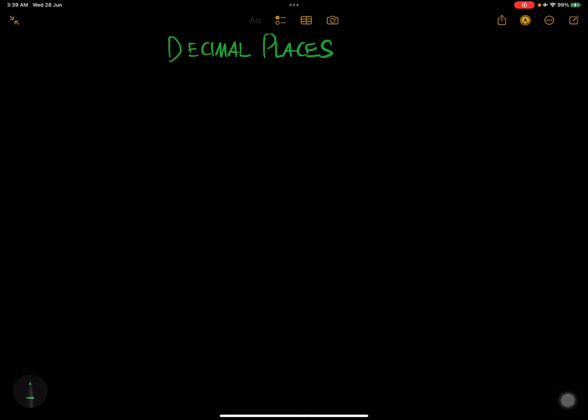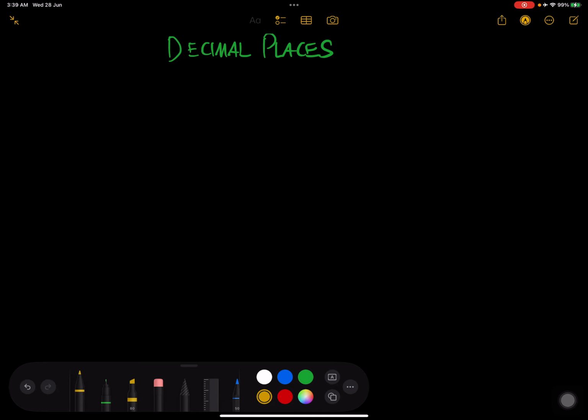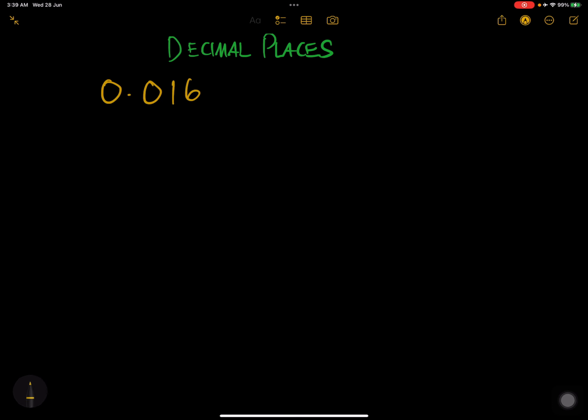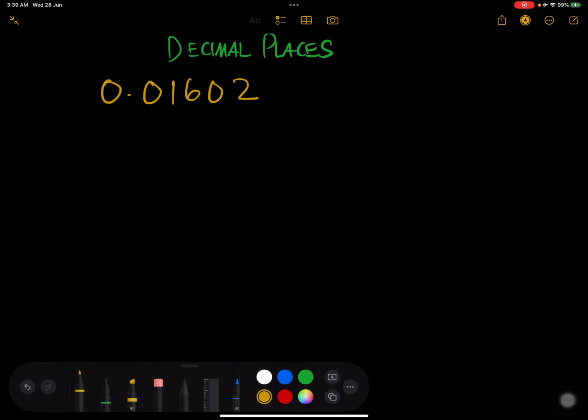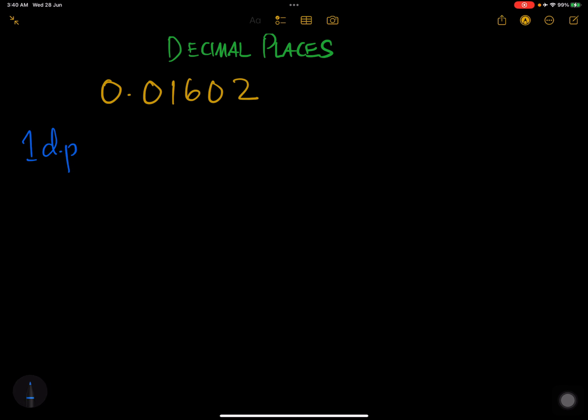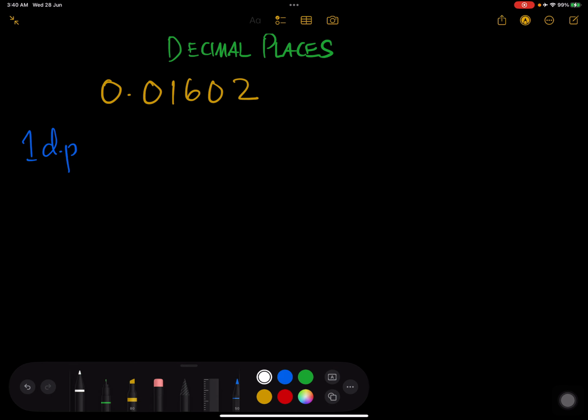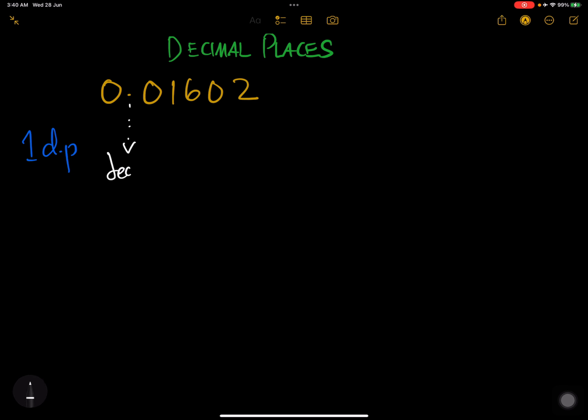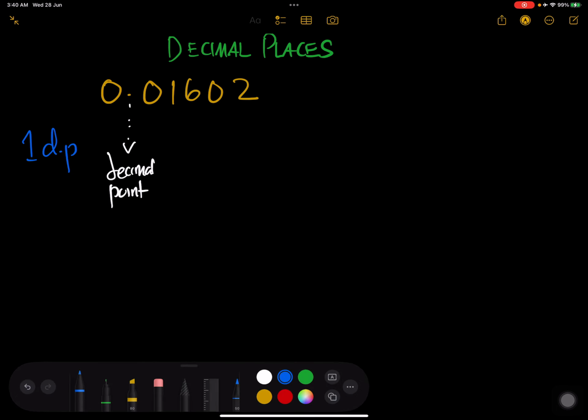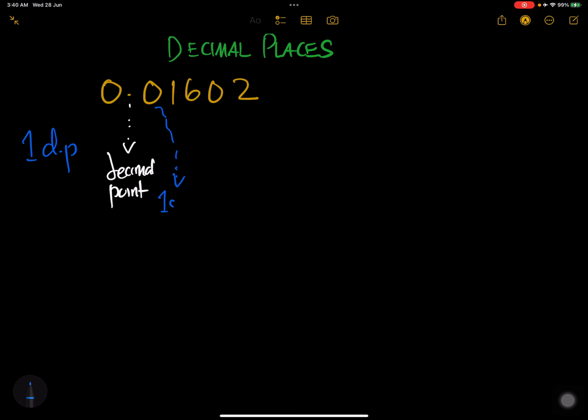So let's say that we have 0.01602, and we are being asked to look for maybe one decimal place. Now, anything after the decimal point is the first decimal place. It doesn't matter whether that number is zero or not. So if this is the decimal point, and what is after the decimal point is what is next, this becomes our first decimal place. Our first decimal place is zero.